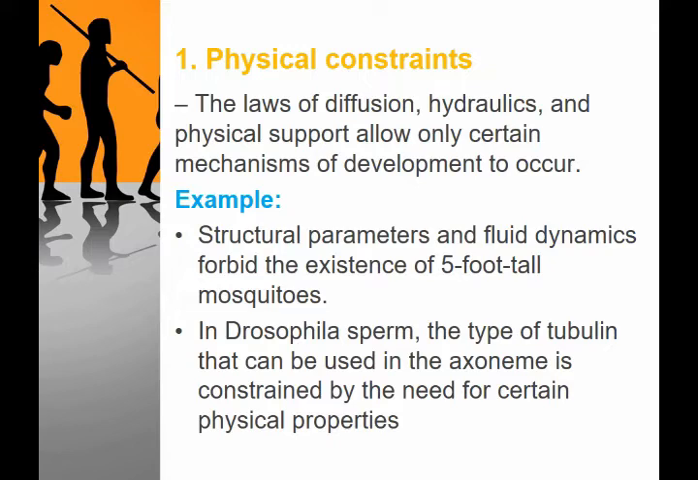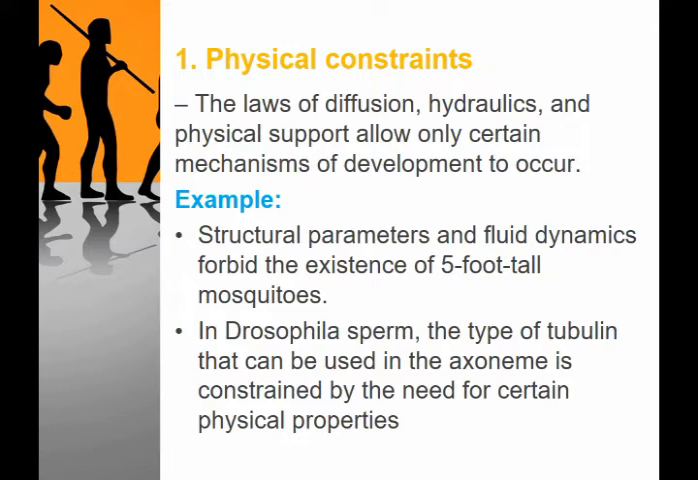In physical constraints, the laws of diffusion, hydraulics, and physical support allow only certain mechanisms of development to occur. So, in physical constraints, you must remember that only certain mechanisms of development occur: diffusion, hydraulics, and physical support. For example, the first one is the structural parameters and fluid dynamics forbid the existence of 5-foot-tall mosquitos.